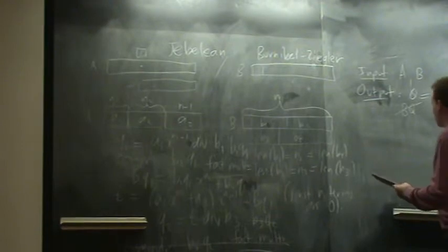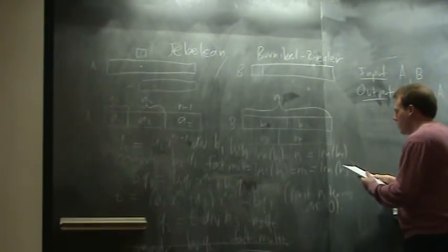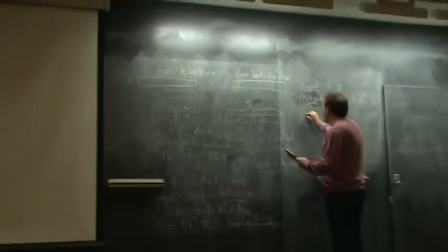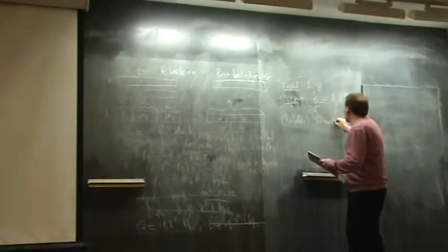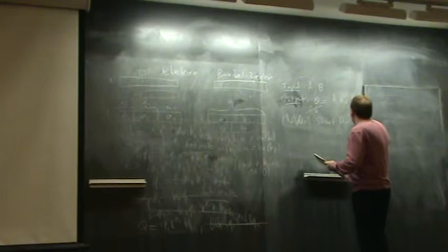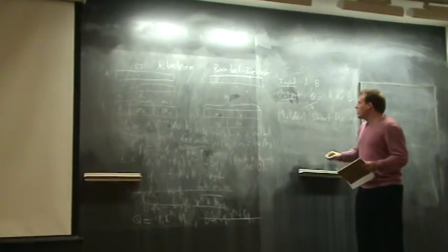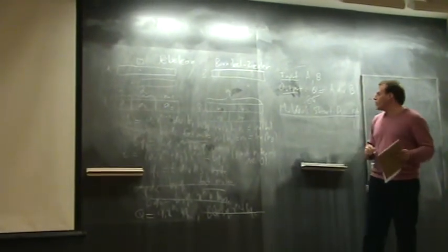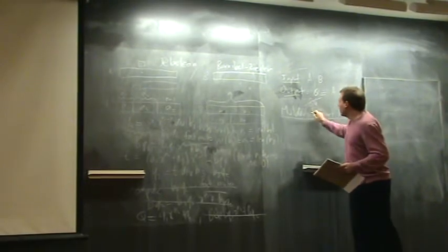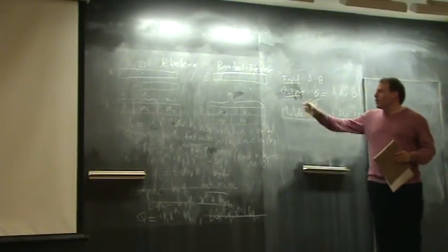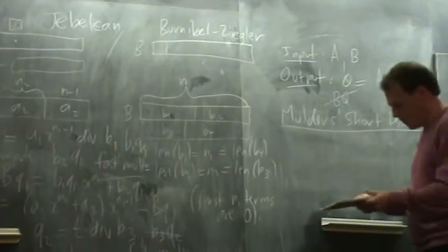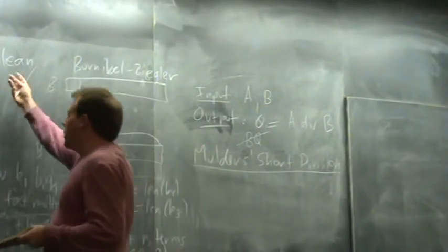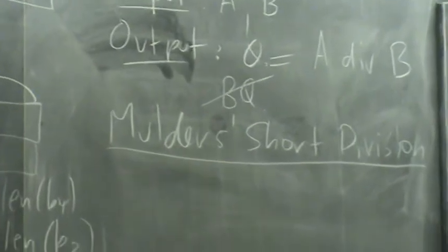And this algorithm, which I've just described here, is called Mulders' short division algorithm. This is definitely contained in a paper by Mulders. Sorry, this should be Mulders. And he attributes it to basically Jebelean, where he only did it in the integer case.